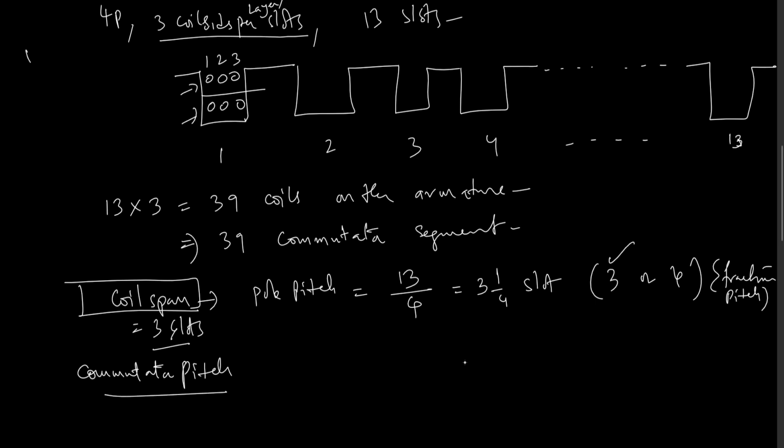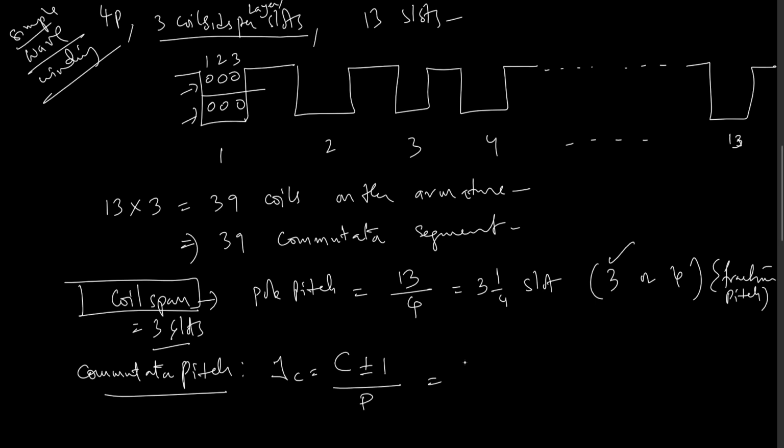So we are talking about the wave winding, simplex wave winding. Okay, so what is commutator pitch? So YC is equal to C plus or minus 1, where 1 is only for simplex, divided by capital P.